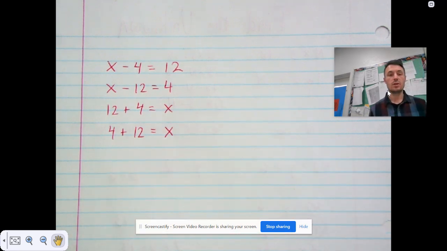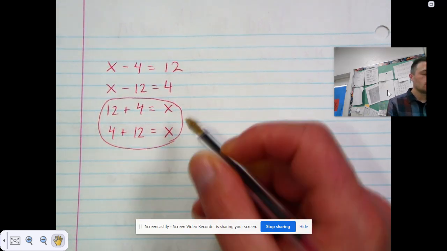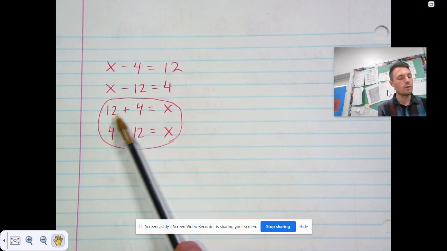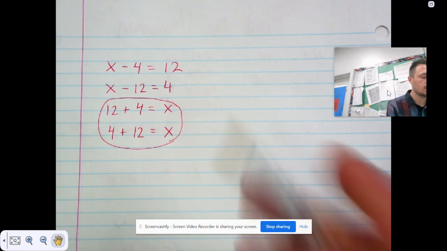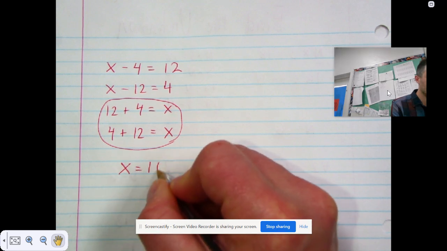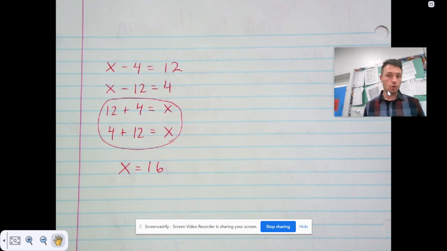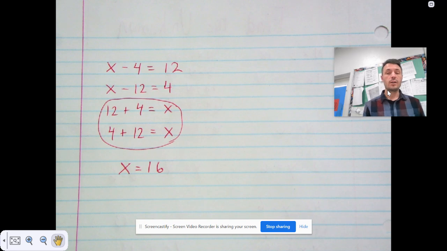Which of these can we use to find the unknown? We can use either of the addition problems, because the unknown is on the right side in both of those. So 12 plus 4 equals what? 16. 12 plus 4 equals 16, which means x equals 16. Okay, so that's how you find unknowns. You use the inverse operation, and if you have trouble finding out how to use it, the best way is to make your fact family and then pick whichever one of them has the unknown on the right side of the equal sign.